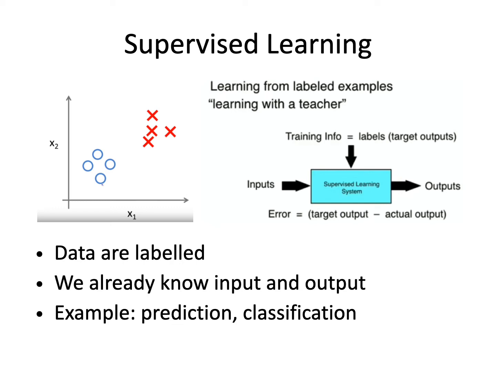We give the training information with labels, which we call the target outputs, and on the basis of these inputs and the labels we get the output, and we estimate the error. The error is estimated by taking the difference between the target output and the actual output. Supervised learning tries to minimize this error.